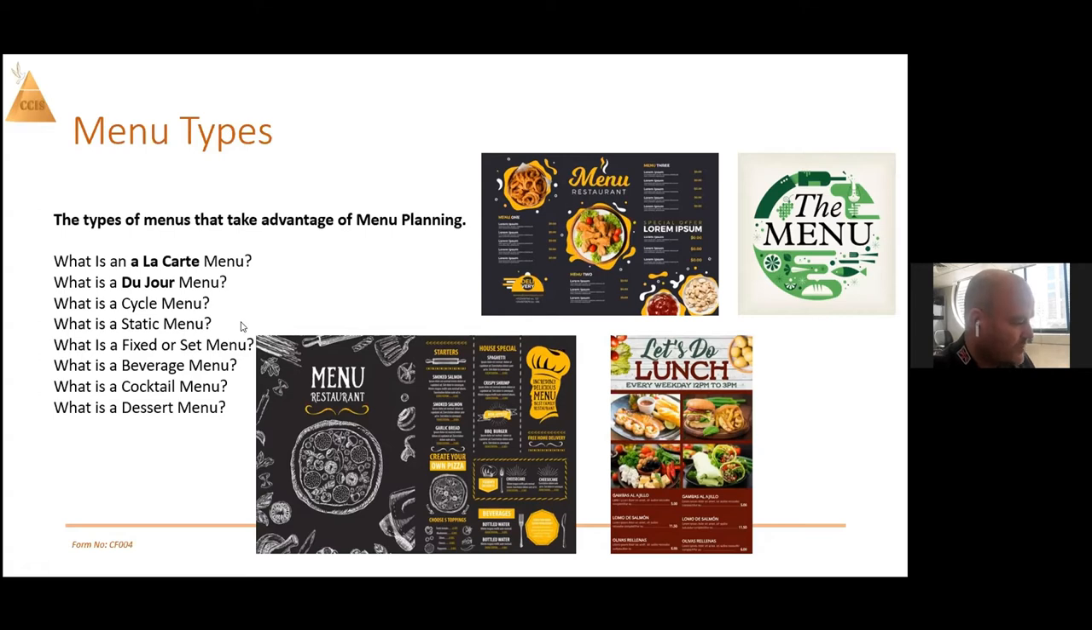Then the beverage menu is obviously for any drinks or beverages. In some places you have water menus, you have coffee menus, tea menus, you have alcohol menus, you have juice menus. So these are all beverage menus.